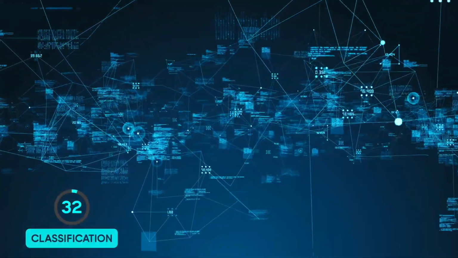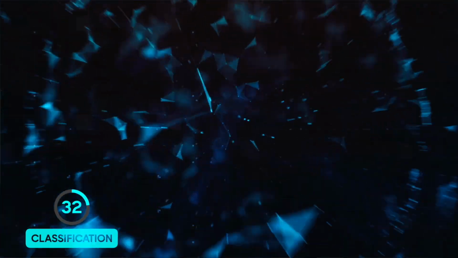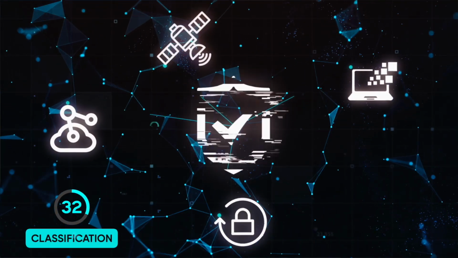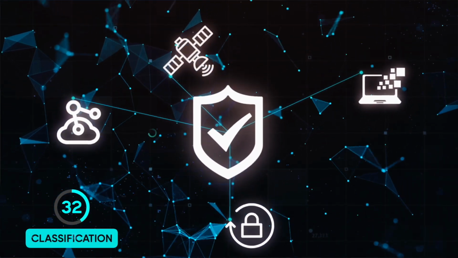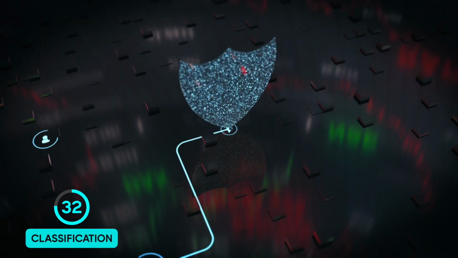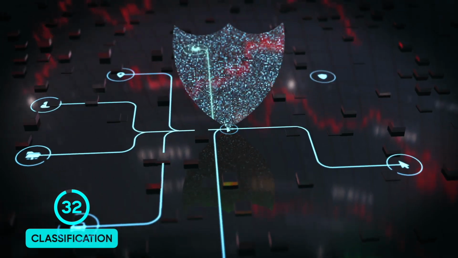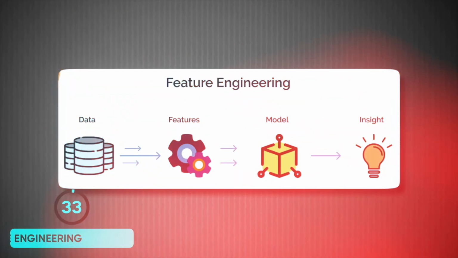Then we have classification. So classification is another machine learning task where the goal is to predict the category or class of an object based on its features. And it's used for various applications like fraud detection. And so, for example, a bank can employ classification to automatically identify fraudulent transactions by analyzing transaction patterns and obviously safeguarding customers' financial security. Then we have feature engineering.